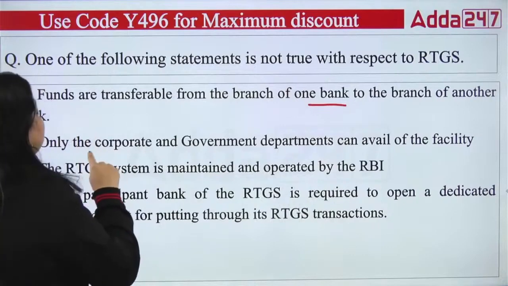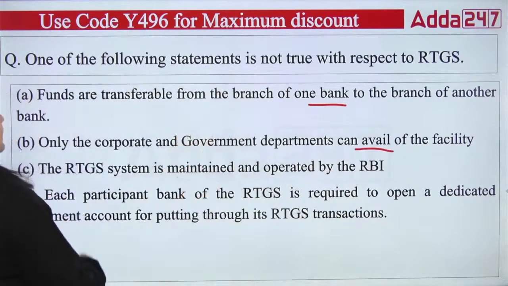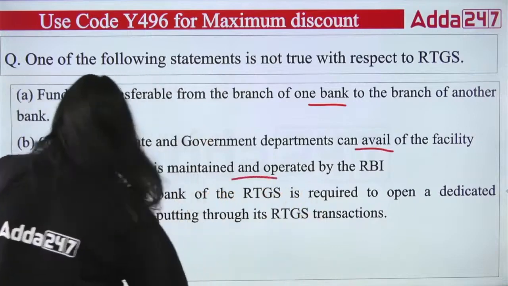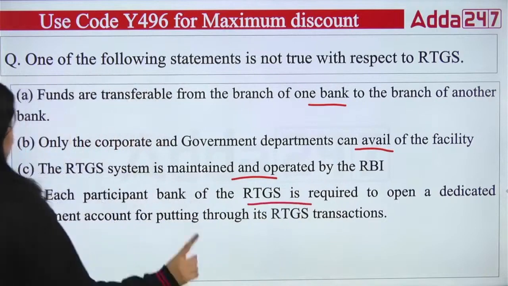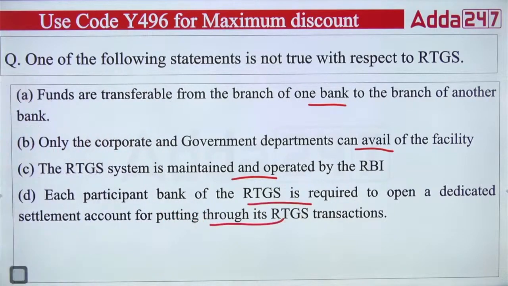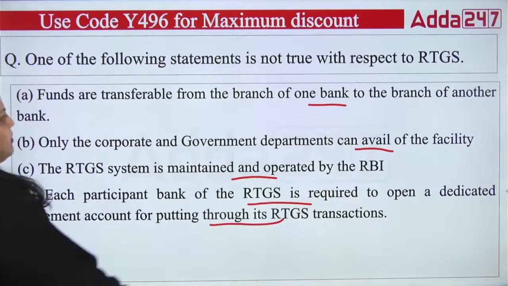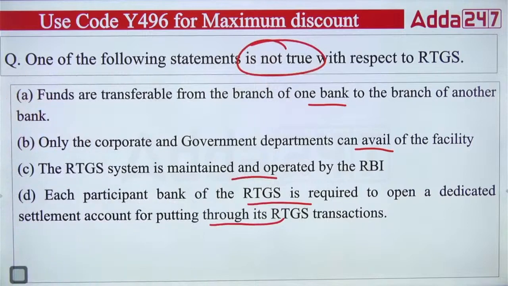Funds are transferable from the branch of one bank to the branch of another bank. Second, only the corporate and government departments can avail of the facility. Third, the RTGS system is maintained and operated by RBI. Fourth, each participant bank of RTGS is required to open a dedicated settlement account for putting through this RTGS transaction. So out of these, you have to answer which of the following is not true with respect to RTGS. A, B, C or D. Not a true statement.